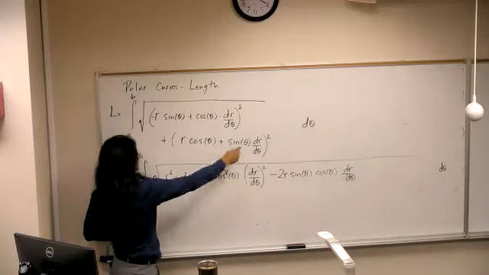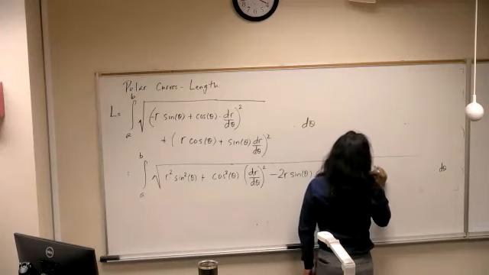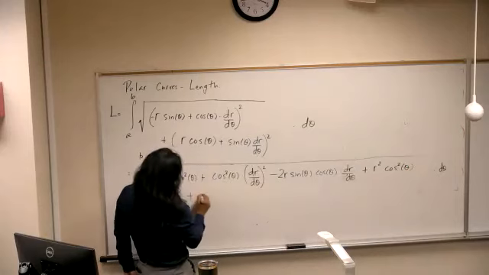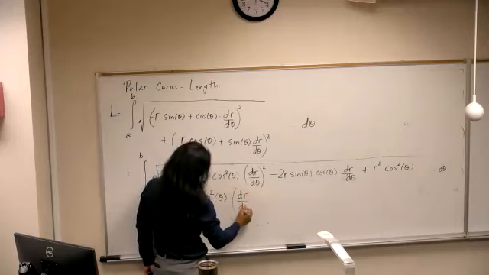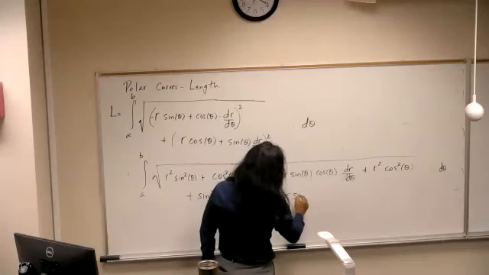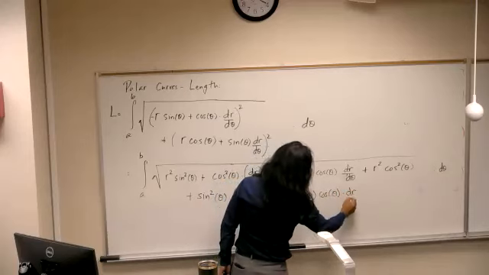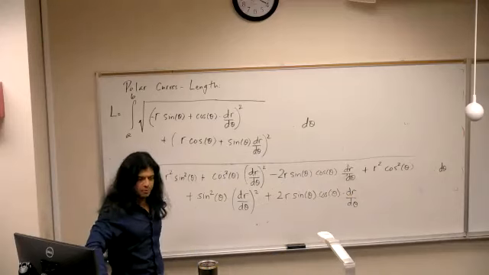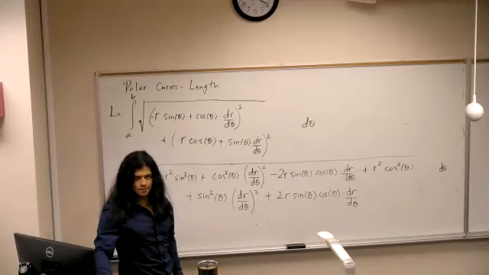Once again, a plus b squared, you'll have a squared, so r squared cosine squared theta, b squared sine squared theta, dr over d theta squared, plus 2r sine theta cosine theta dr over d theta. Good. All I'm doing is a plus b squared here, a plus b squared there. Good.